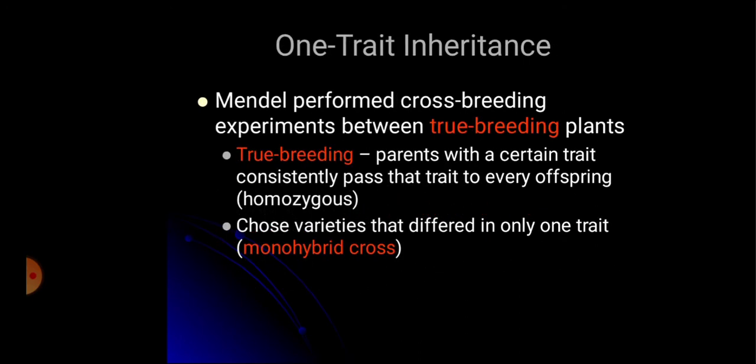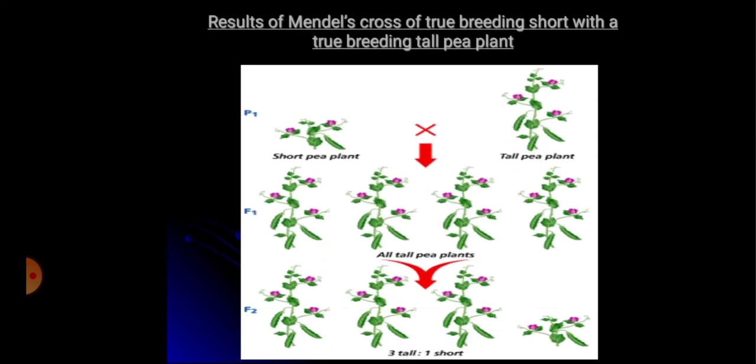And for one-trait inheritance in his experiment, Mendel performed crossbreeding experiments between true-breeding plants. That means normal plants. The true-breeding parents with a certain trait consistently pass the trait to every offspring, or the homozygous. Choose varieties that differed in only one trait, or monohybrid cross. So that's one trait inheritance.